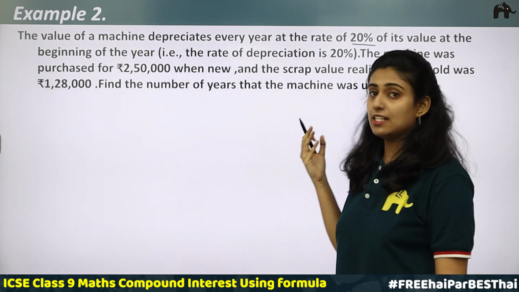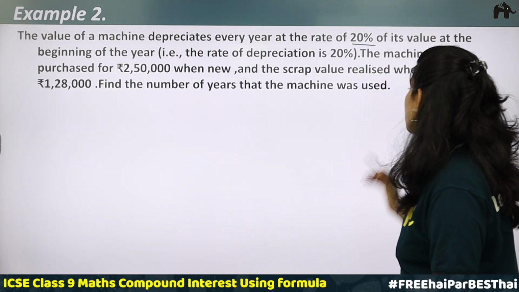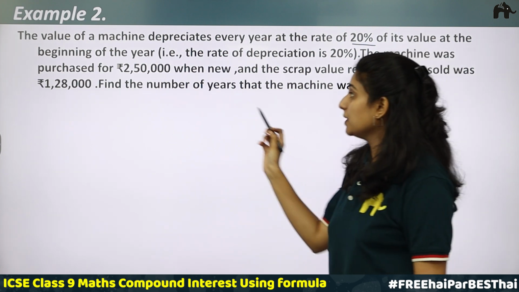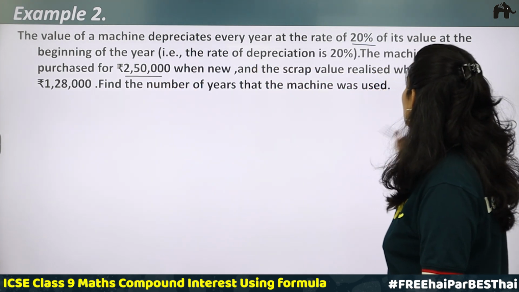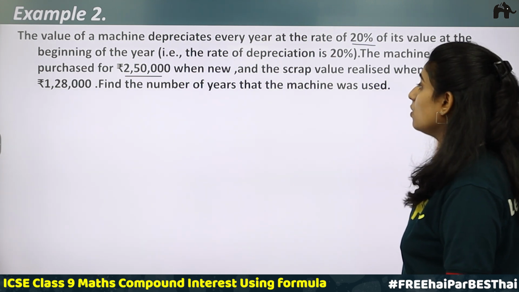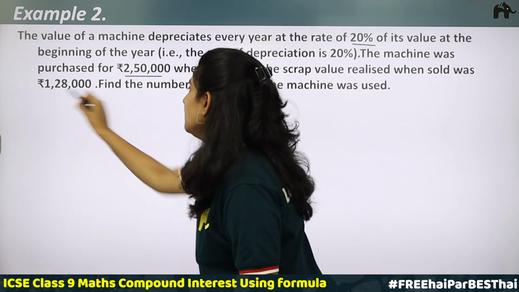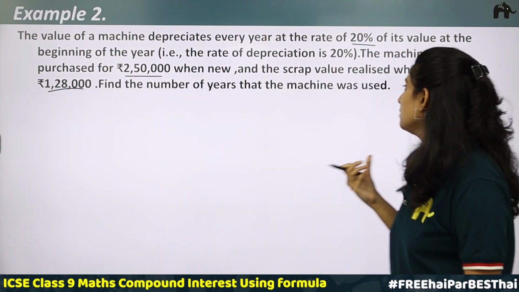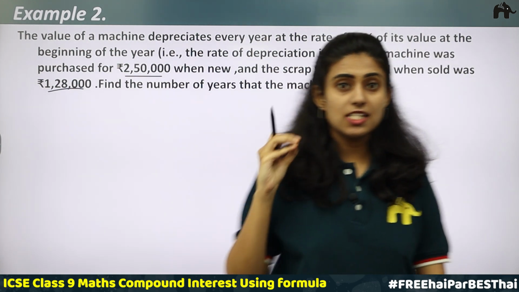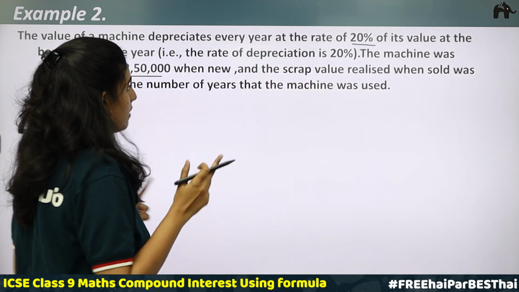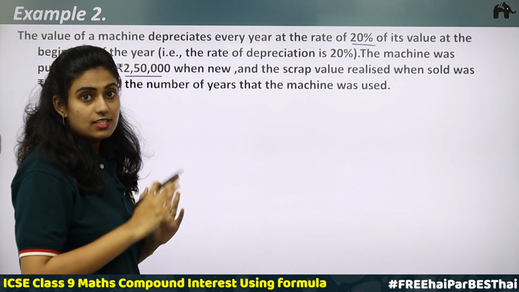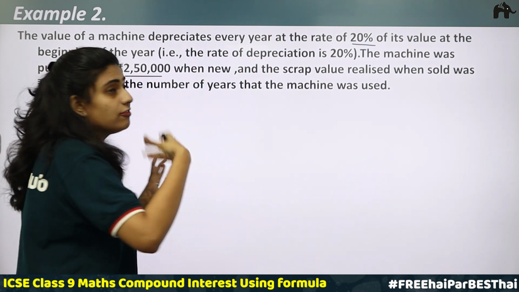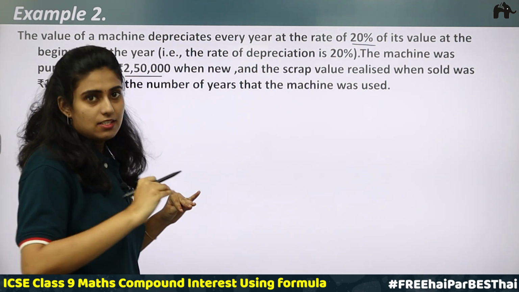Second example: the value of a machine depreciates every year at the rate of 20% of its value at the beginning of the year. That is, the rate of depreciation is 20%. The machine was purchased for rupees 2,50,000 when new, and the scrap value realized when sold was 1,28,000. Find the number of years that the machine was used. So here the present value is given and also the value when it was sold is also given. That is the value after n years is given and the present value is given.